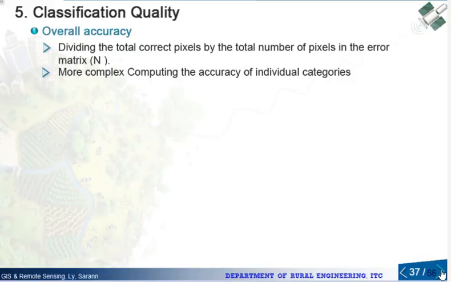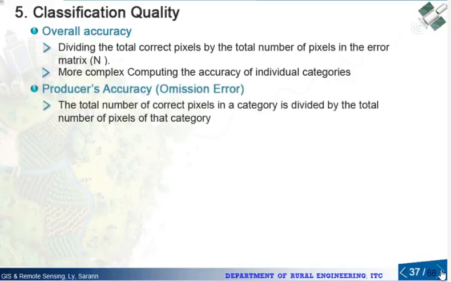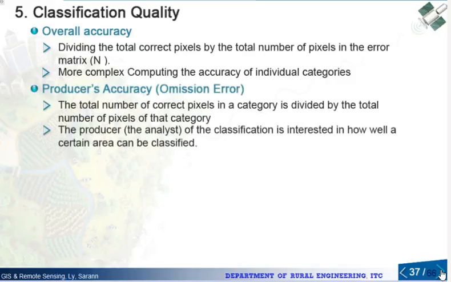For example, the column total. This statistic indicates the probability of the reference pixel being correctly classified and is a measure of omission error. The statistic is the producer accuracy because the producer, or the analyst of the classification, is interested in how well a certain area can be classified. So it comes up with the question: what I see on the ground, is it on my map?